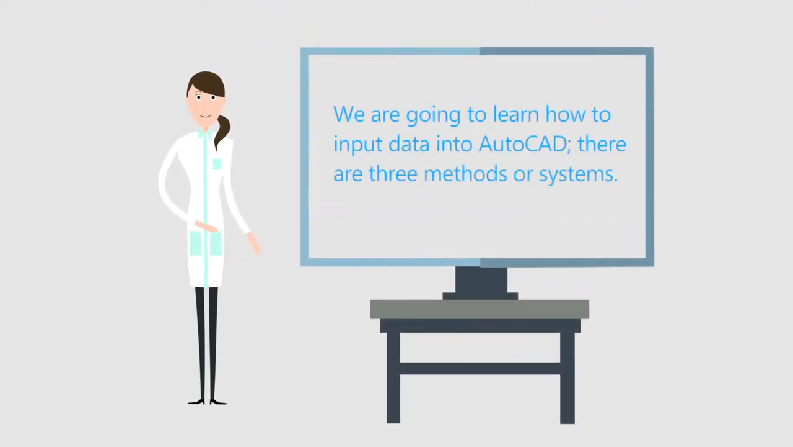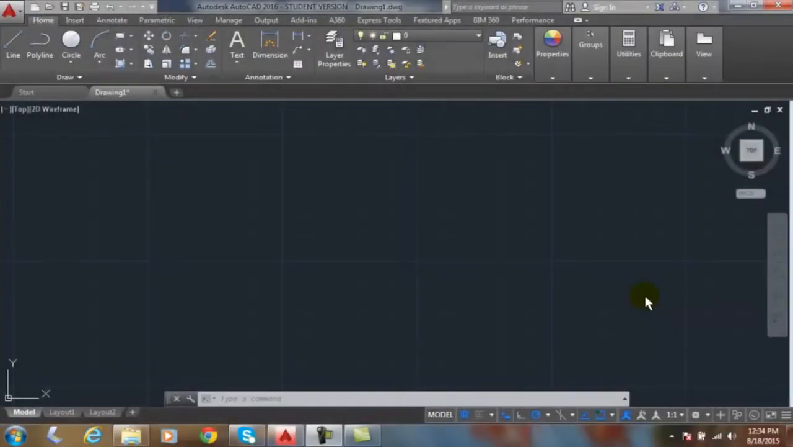In this video, we are going to learn how to input data into AutoCAD. There are three methods or systems that we can use. Absolute coordinates. We have three different coordinate entry methods. The first method is called absolute coordinates. We are going to locate points based on their measurement from the origin, or their absolute values from the origin.